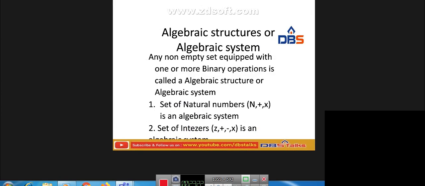Next, algebraic structure or algebraic system. Any non-empty set equipped with one or more binary operations is called an algebraic structure or algebraic system. For example, the set of natural numbers (N, +, ×) is an algebraic system. The set of integers (Z, +, −, ×) is an algebraic system. These are the algebraic structures.